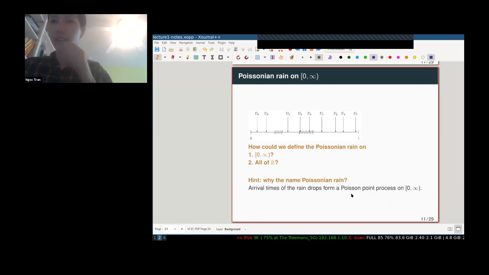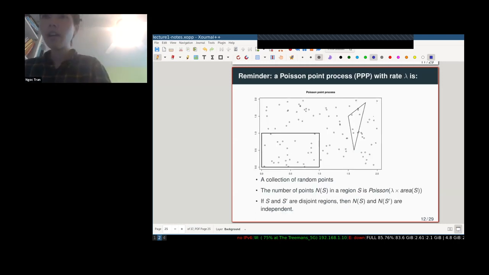So the arrival times of the raindrops come from a Poisson point process, and this is why it's called Poissonian rain. Just a quick reminder, if you've never heard of a Poisson point process, it's a collection of random points such that if you take any observation window W, then the number of points in this region is Poisson with rate lambda times the area of this window, or the volume of this window in higher dimensions.